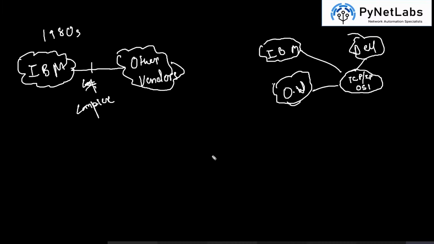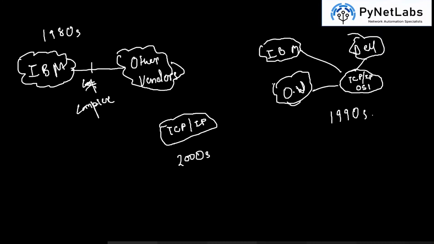Then this was happening back in, let's say, the 90s. And by the end of the 90s, or we can say by the beginning of 2000, there was only TCP/IP, and OSI failed in the field of networking models. Is it clear to you guys how it used to work and how vendors started using TCP/IP only?